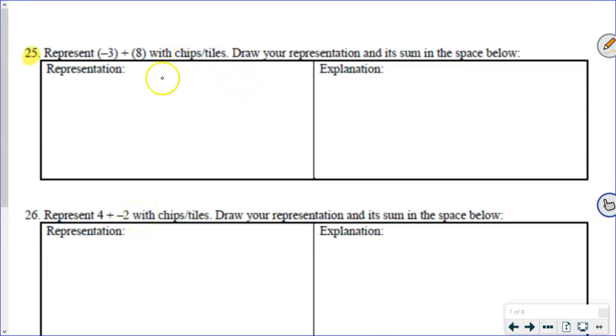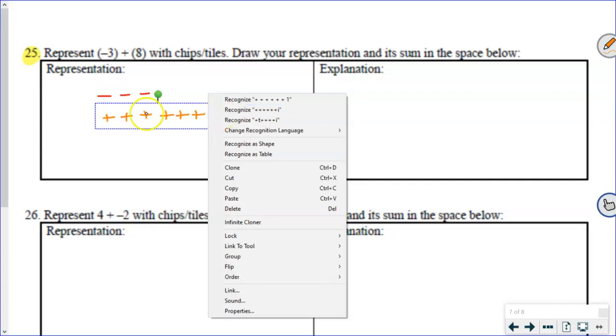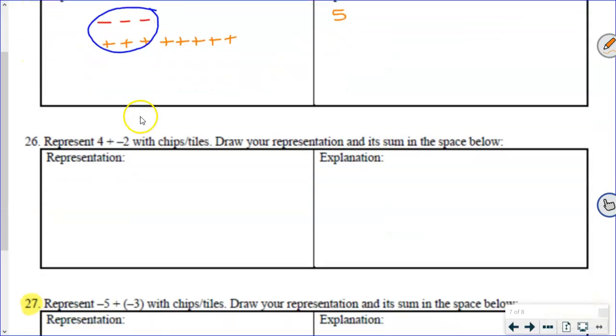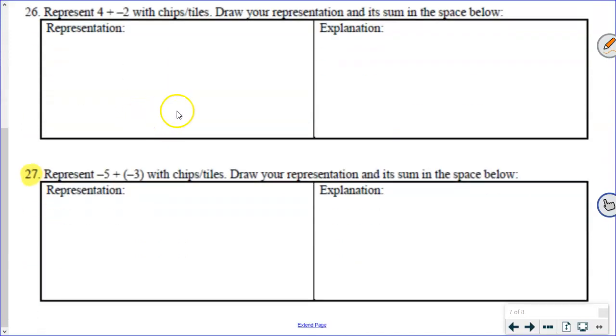All right, with number 25, I start with 1, 2, 3 negatives. I'm going to be adding or combining that with 8 positives: 1, 2, 3, 4, 5, 6, 7, 8. In the process, you can see that I have 3 zero pairs and 5 extra yellows, and for the sake of time I am not going to write down my explanation. We have been through this the last 2 days, so I think that we are past that point of explaining.